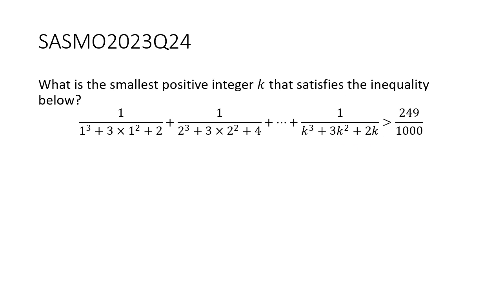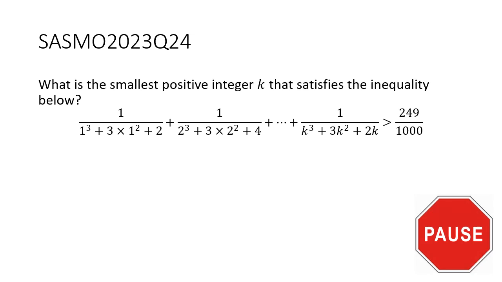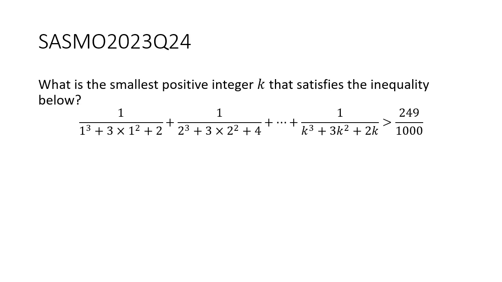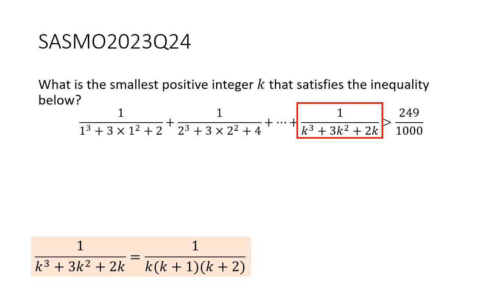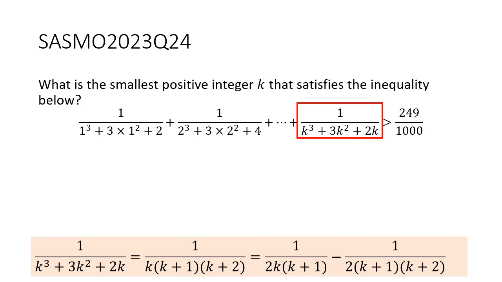Question 24. What is the smallest positive integer k that satisfies this inequality below? Pause the video here and give this question a good try. Firstly, if you look at the general form of this series, you can factorize the cubic denominator. This will give you k times k plus 1 times k plus 2. And you can further simplify this and split it into two partial fractions.